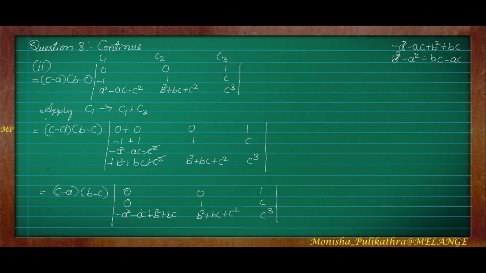In the same form, B square minus A square is B plus A into B minus A. So this is an algebraic identity. The formula B square minus A square is B plus A, B minus A, plus BC minus AC, right, as it is. So next, B plus A, B minus A.